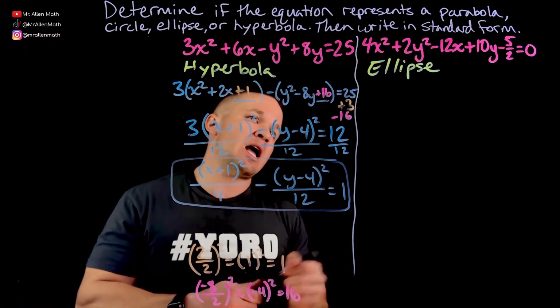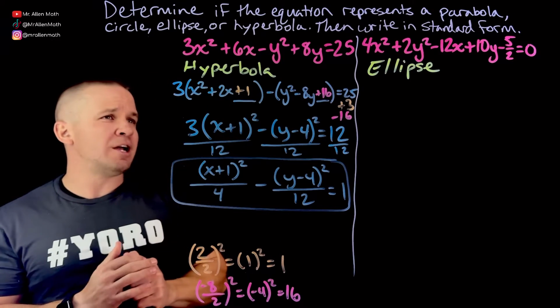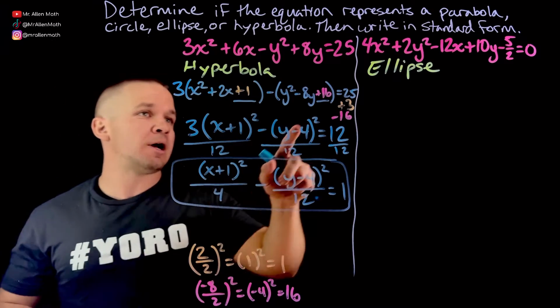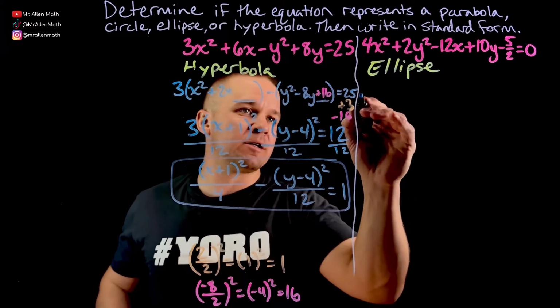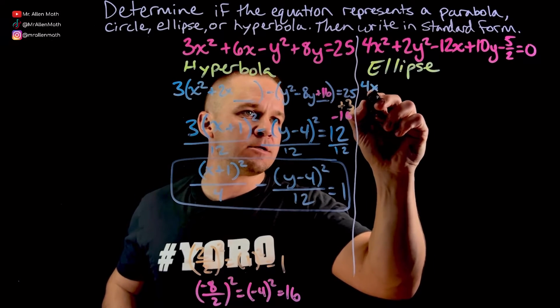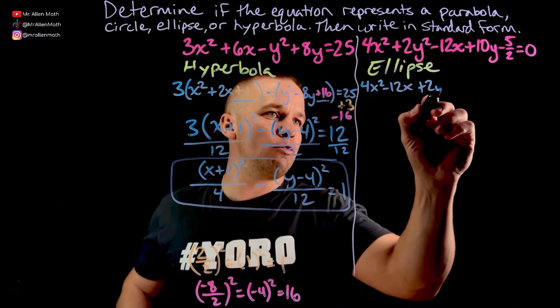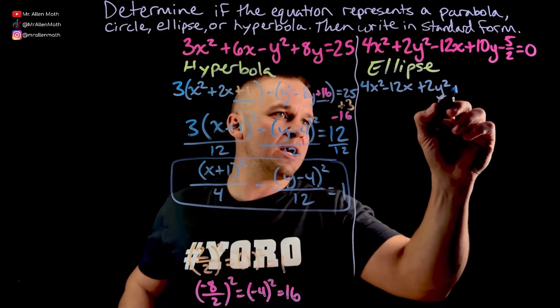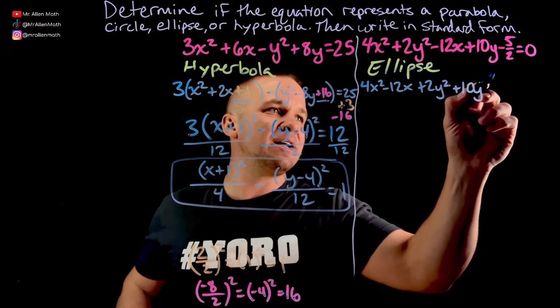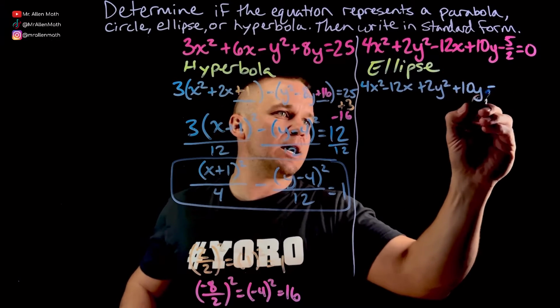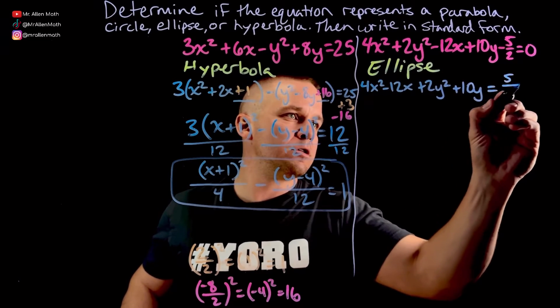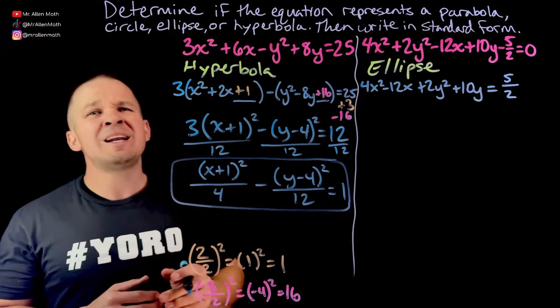So in the ellipse area, do we have any rearranging to do? Yes, we do. Okay, so I got 4x squared and the negative 12x. Let's put those together: 4x squared minus 12x. We got positive 2y squared, positive 10y. And as I said before, any constants, let's get them over to the right-hand side. So we're going to add 5 over 2. So boom, there we go. Now we're in business, right?